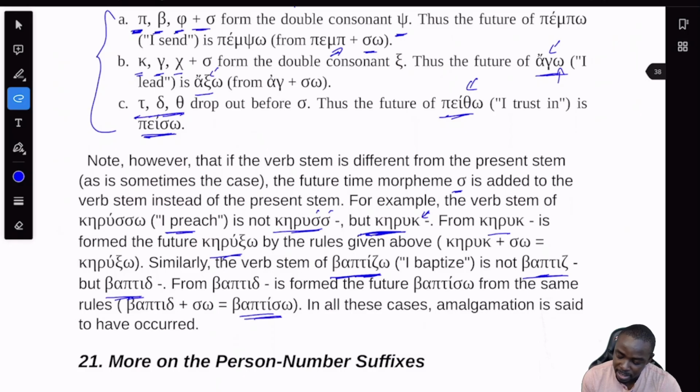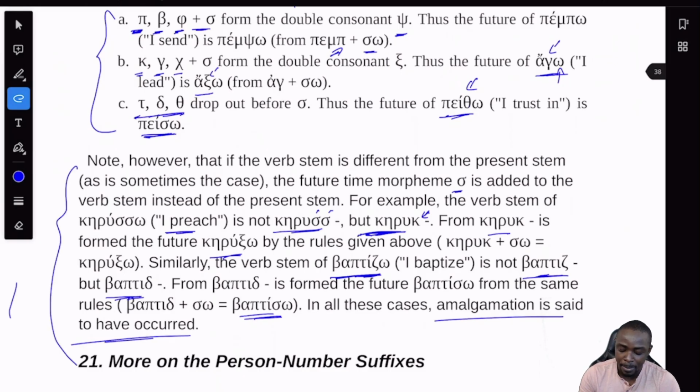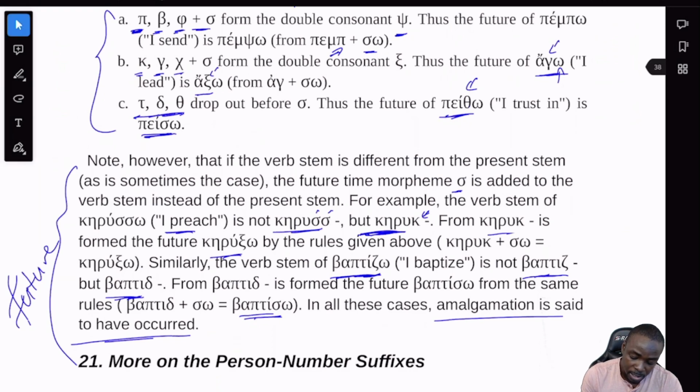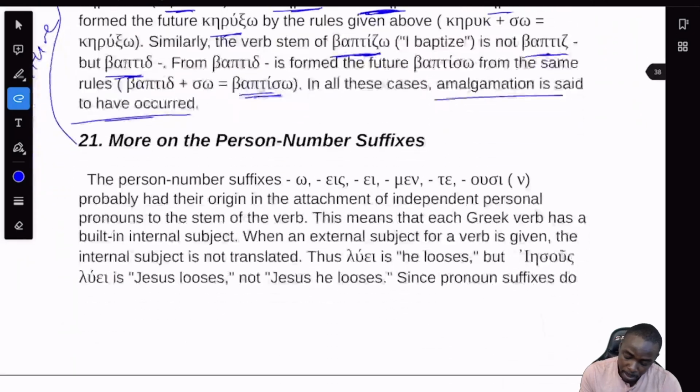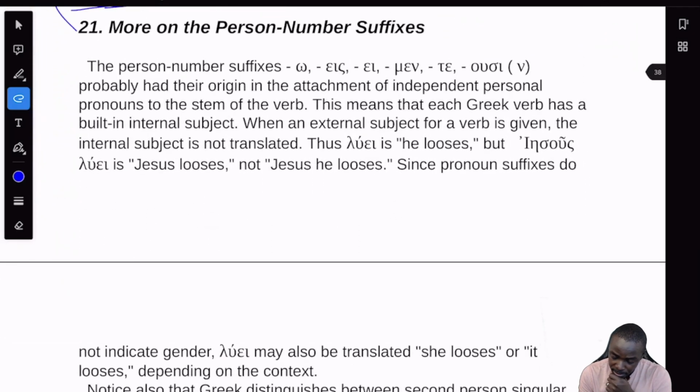Baptizo. In all these cases, amalgamation is said to have occurred. Right? So this is just dealing with amalgamations when you are dealing with the future. Just keep that in mind: amalgamation in the future tense. All right, let's continue. More on the person number suffixes.